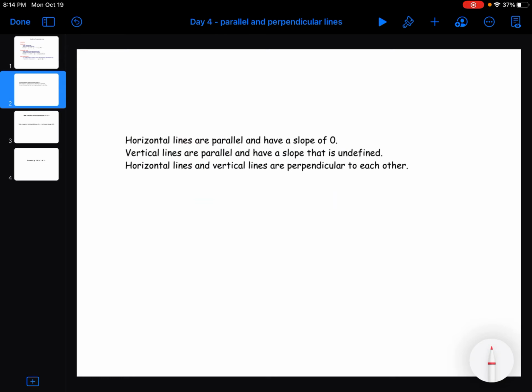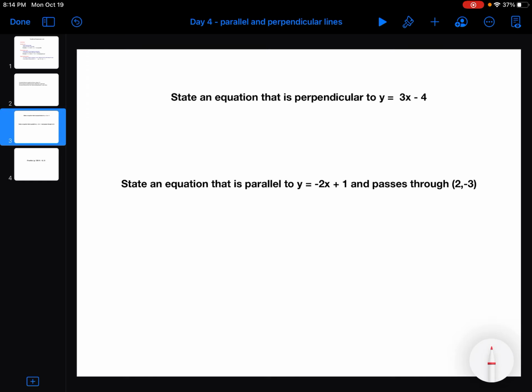Remember, horizontal lines are parallel. So if we have two horizontal lines, they're parallel and have a slope of 0. Vertical lines that are parallel would have a slope that is undefined. A horizontal line and a vertical line are perpendicular to one another. We just talked about that. Even though 0 can't be negative, we can think of it as being negative, just the way they interact.